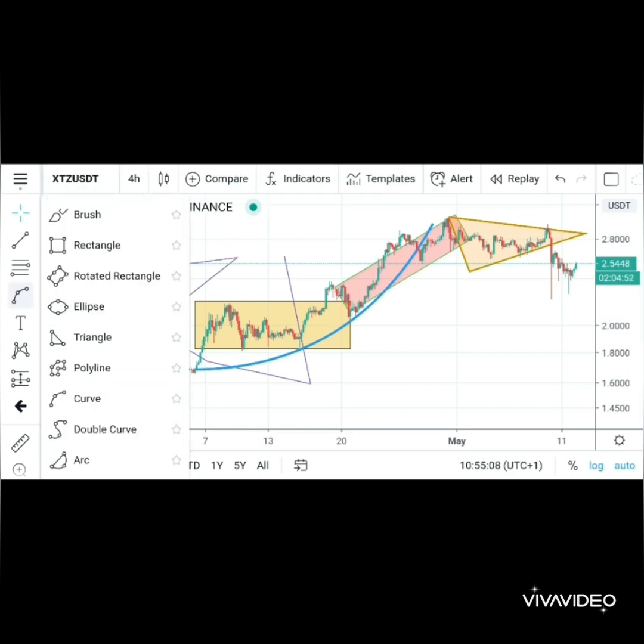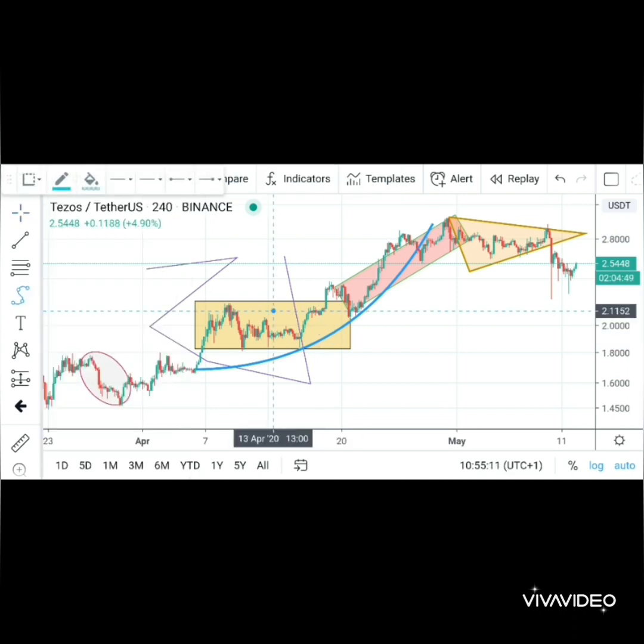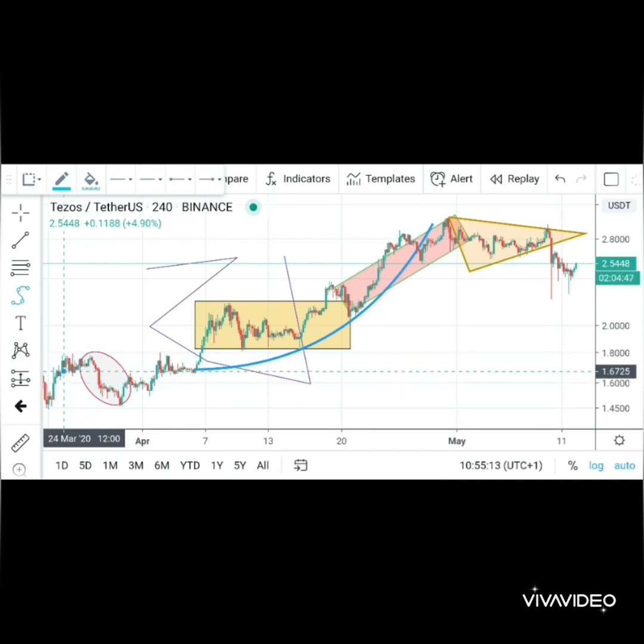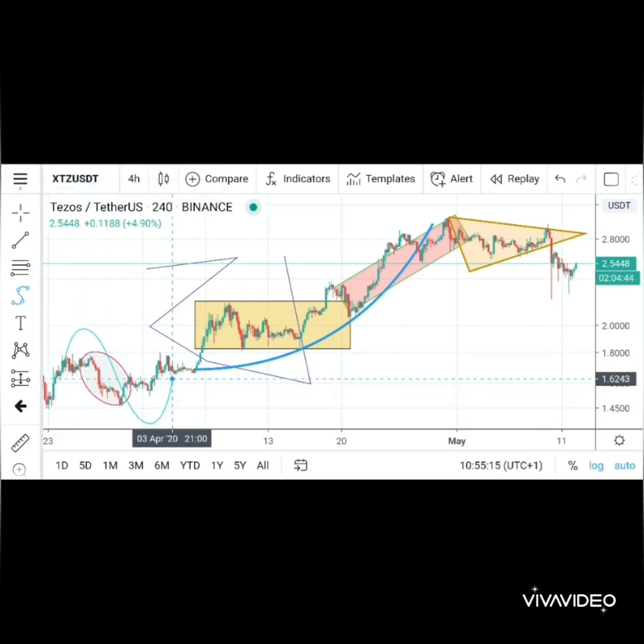You use your, which other one? You use your double curve. If you want to make the curve double, you can see.